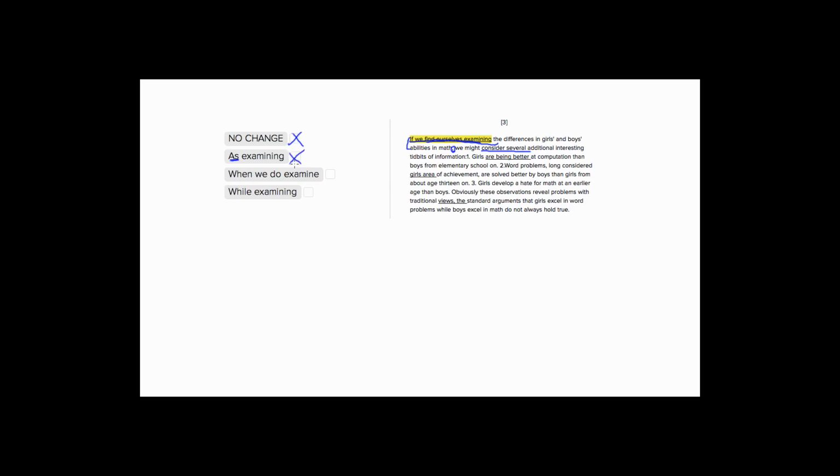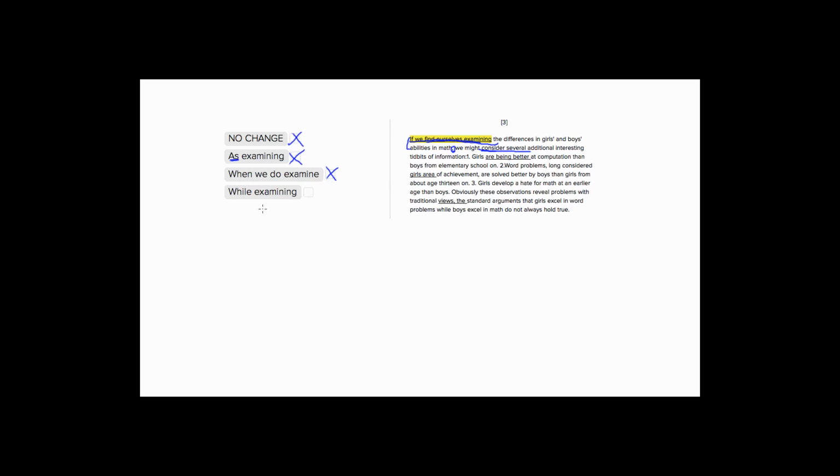Choice three is also a little bit awkward. This idea of "when we do examine" makes it sound like, well, we don't always examine, but when we do. So this is conveying a different purpose than the author wants to convey. The author wants to convey simply, when this examination happens, we might consider other things. So this "when we do examine the differences" is needlessly wordy and conveys a bit of a different tone.